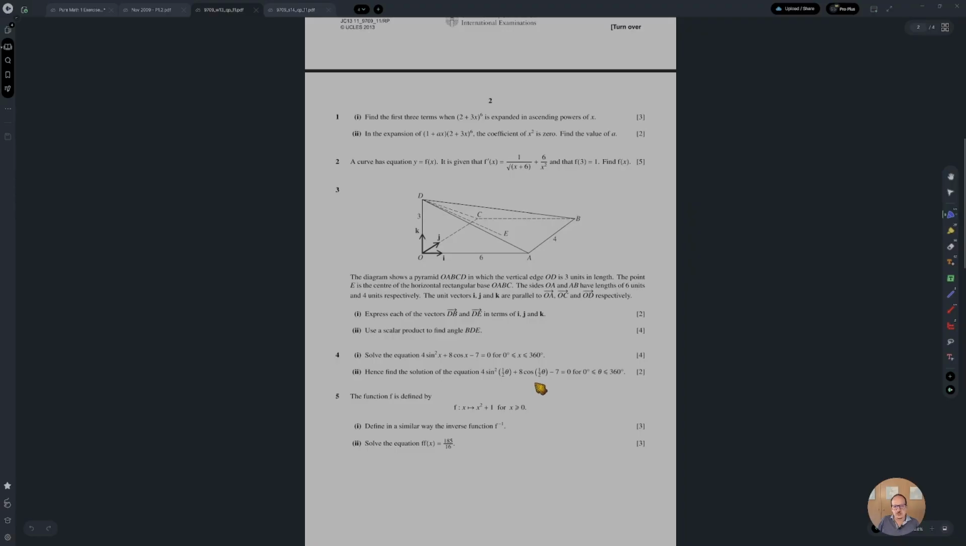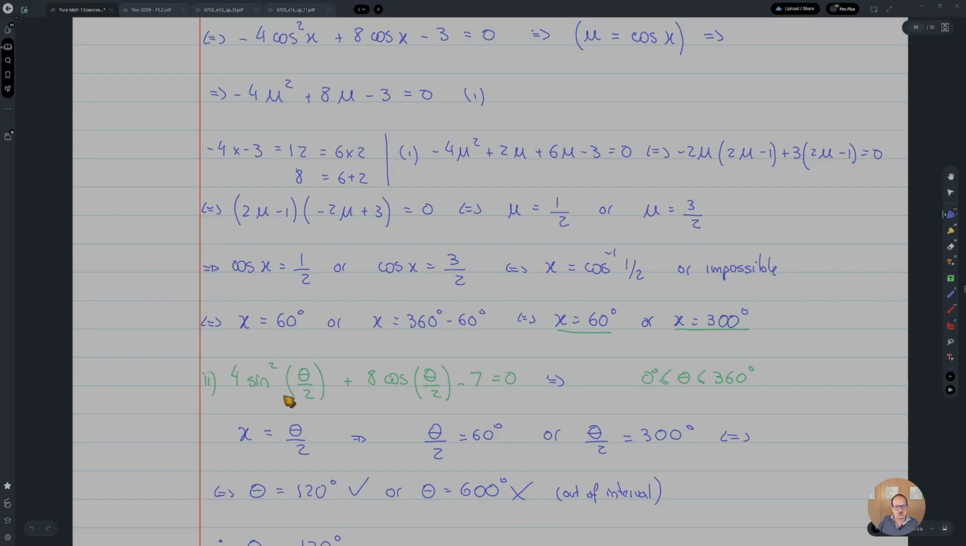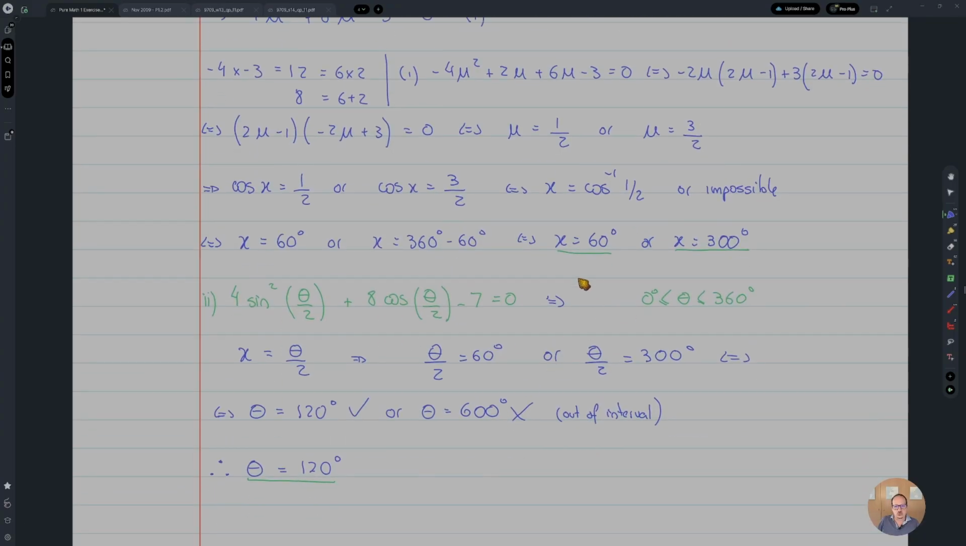Then for the second bit, hence find the solution of the equation. If you look at this equation, this is very similar to that one over there, but instead of x, you have 1/2 of theta, right? So what do you do? You just go to the result and you substitute x by theta over 2, right? So you have either theta over 2 equals 60 or theta over 2 equals 300. Now solve it. So you have theta equals 120 degrees or theta equals 600, but the interval stays the same.